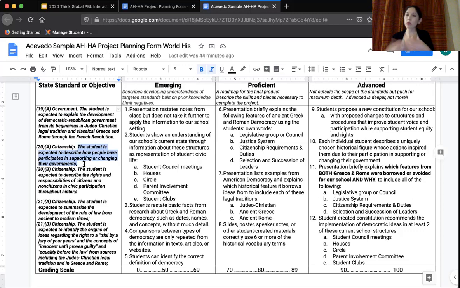But that's okay. We're still going to use that standard in this project because they're going to be looking at all the things that different people have done, and who are those people, and what did they do in history. But then I realized what they're doing is actually going to have to be persuasive to an extent because they're proposing changes for our school. They're proposing different procedures, different guidelines in a constitution that everyone would have to abide by.